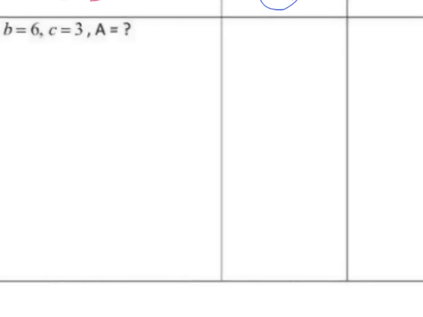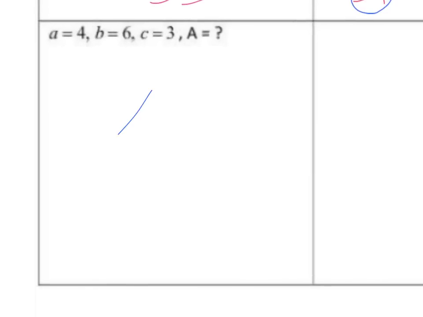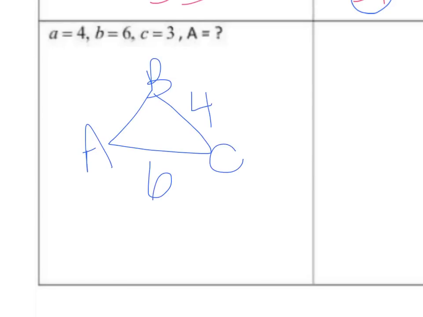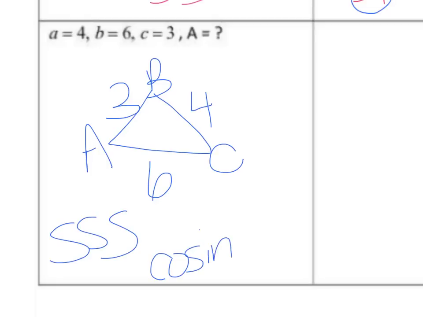The last one, and in this one we have, I'm just going to draw it right here. Side A is 4, side B is 6, and side C is 3. We got side, side, side, which is cosines and kind of the most complicated solving. We want to find angle A, which is right here.